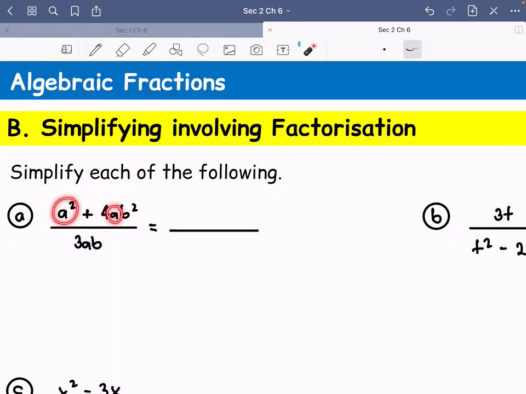Sec 2, what do you think? If you still recall, which one should we use? A squared or just a? The a squared one. Okay, we should use the one with the lowest index. So in this case, it's just a. So a squared divided by a, what do you get? It's a, right? Because a times a will give you a squared. That's the reverse of that.